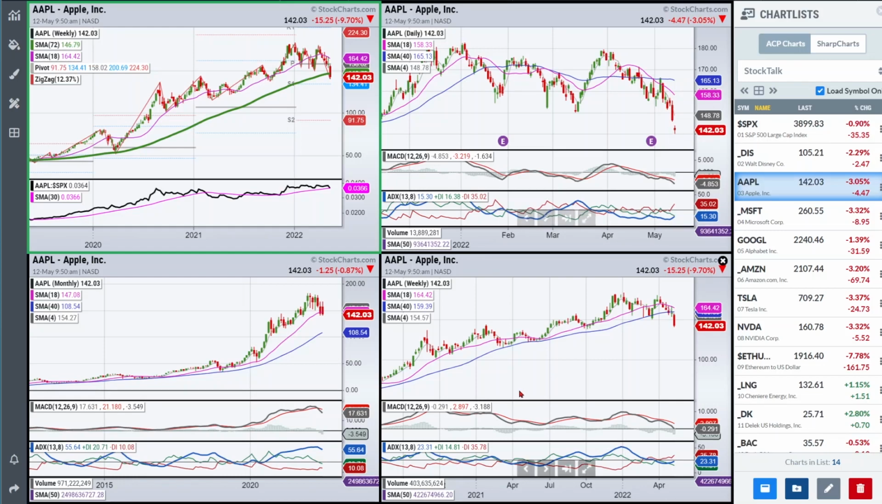Should this bounce? I think there should be some kind of a bounce coming, so just be on the lookout for that. The one thing I didn't mention about the S&P is we do have a sentiment number that is getting very, very bearish. People are getting really, really bearish right now.